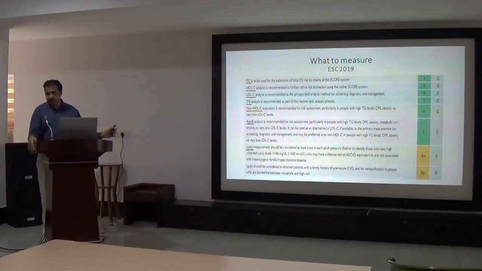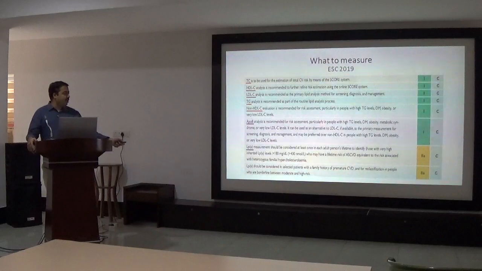Then what to measure? Routinely, our lipid profile measures total cholesterol, HDL, LDL, triglycerides, and non-HDL can be calculated. So this is a must. ApoB analysis is recommended for risk assessment, particularly in patients with high triglyceride level, diabetes, obesity, metabolic syndrome, and very low LDL level. Sometimes it happens that the LDL level is low, but the patient is still having ASCVD. That patient we need to check for ApoB levels.